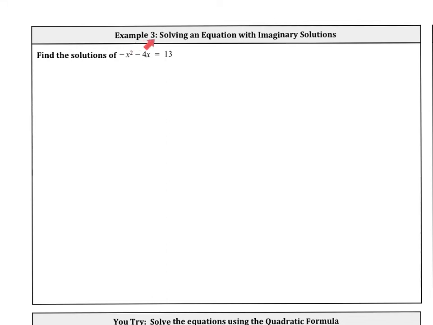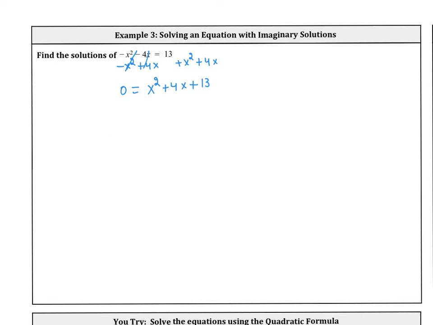Next you're doing example number 3, where you're going to find the solutions of negative x squared minus 4x equals 13. You want to have the 0 on one side of the equation. So this time I'm bringing the x squared and negative 4x to the other side, so this side. So I'm going to add x squared and add 4x on both sides. And the equation I'm going to get here is 0 equals x squared plus 4x plus 13.